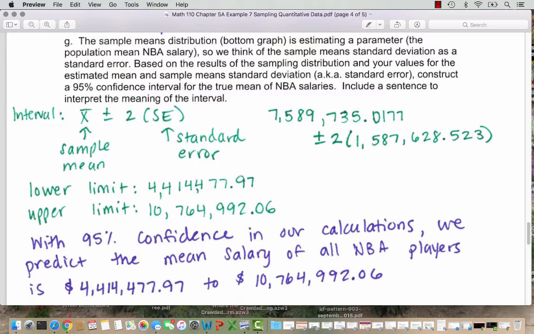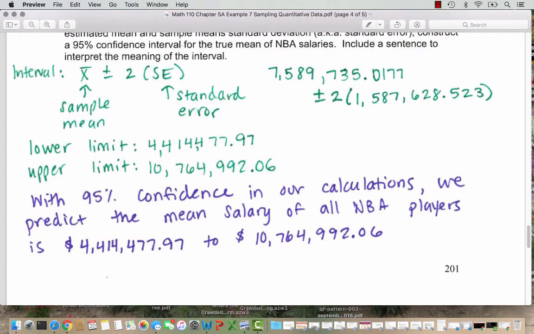So these are the average NBA salary range that I'm trying to predict. So I'm trying to make a prediction for what the real average NBA salary is for all players, and this is the range where I think that real average is in between. So it's not individual player salaries we're trying to estimate here, but the average for all these players. So the way we explain that is with a sentence.